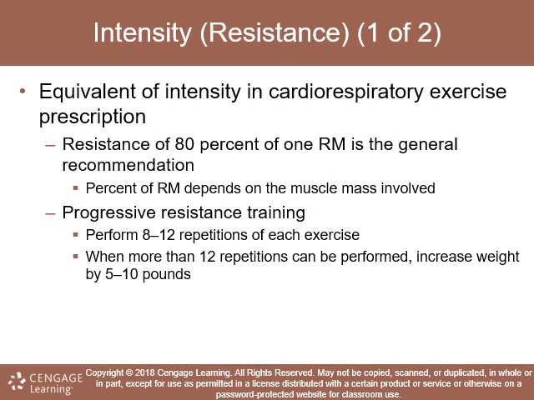So a resistance of 80% of the 1 rep max is a general recommendation. Now, again, the percent of the 1 rep max does depend on the muscle mass involved. Progressive resistance training, what you do here is you perform between 8 to 12 reps of each exercise. You shouldn't be able to do more than 12. If you can do more than 12, then you are not at that 80%. You are functioning at a lower percentage. So you want to make it so that the range we're talking about is the maximum amount that you can do at that repetition range. So if you can do more than 12, throw on a little more weight, play with it, figure out where you need to be.